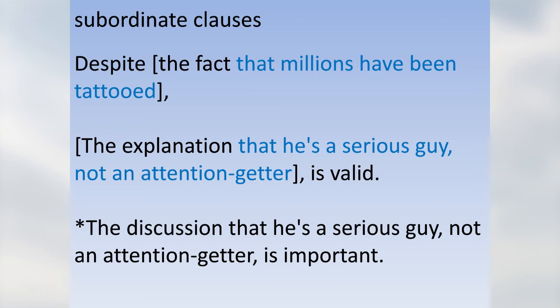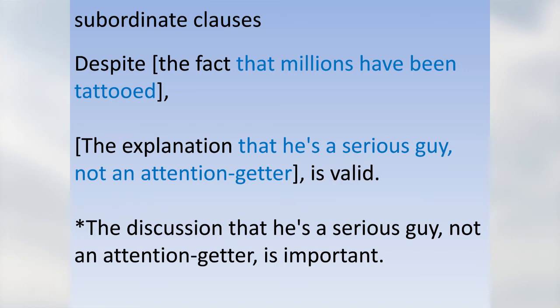You could substitute a pronoun for this whole noun phrase, right? The fact that millions have been tattooed. This whole noun phrase, you could say despite that. Right? That's because all of that belongs to one noun phrase. The head, of course, is fact. The is, of course, a determinative functioning as a determiner, right? And then there's this clause that millions have been tattooed. And what's it doing? It's a complement.